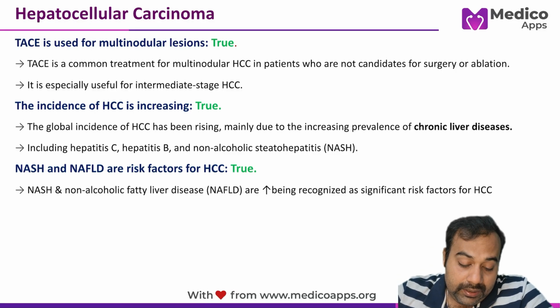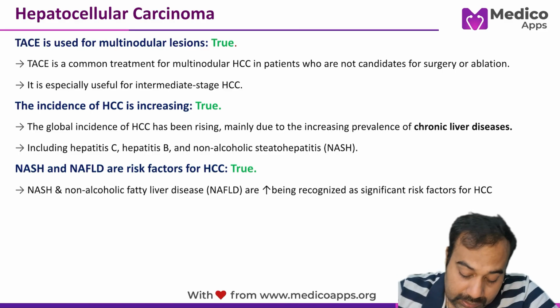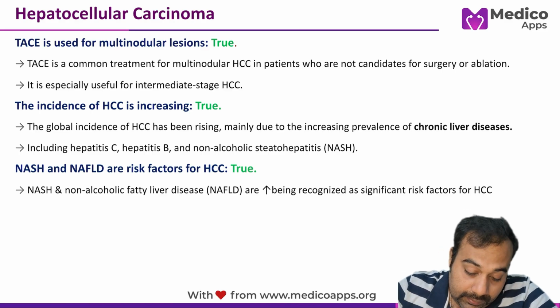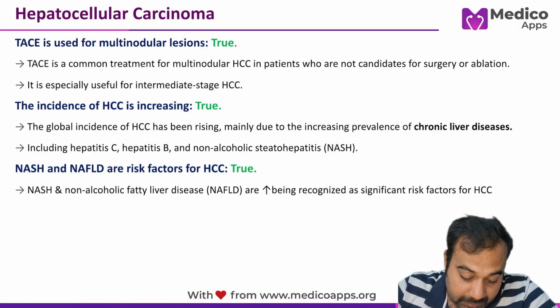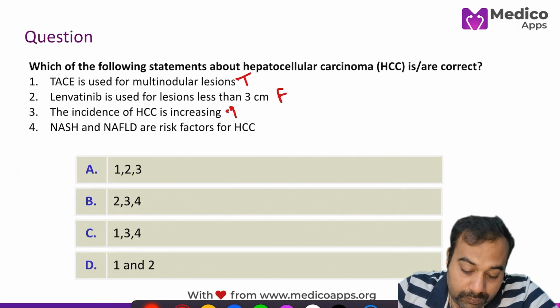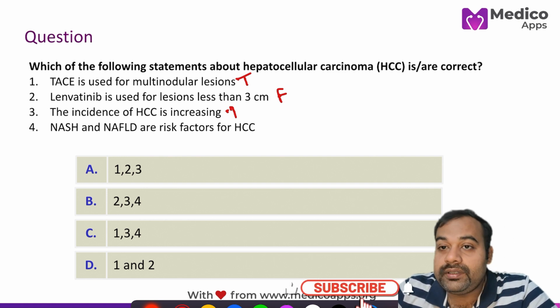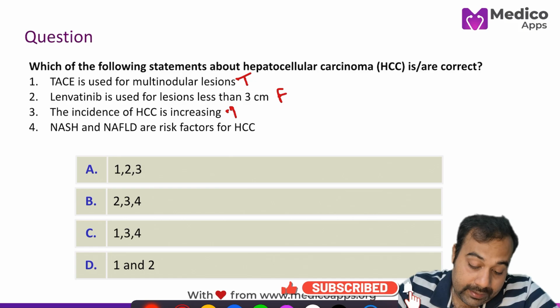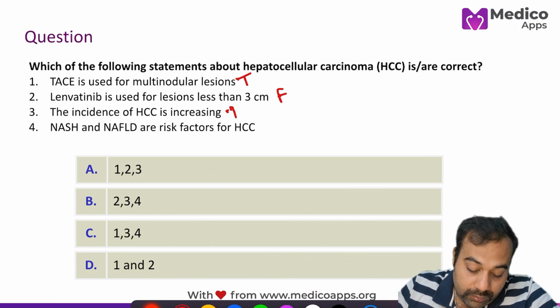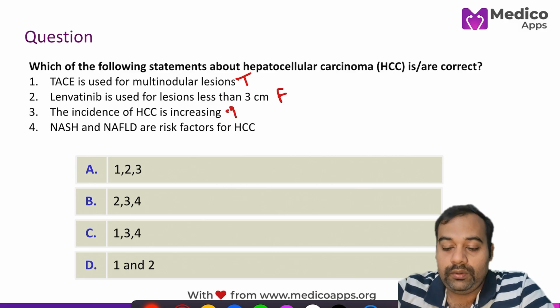Okay, so from here you can easily understand that option A, that is your TACE, is a true statement. Option B is a false statement. Option 3 is again a true statement. Option 4 as well. So they are asking which of the following statements are correct. Yes, your 1, 3 and 4. So this is going to be your answer. Okay, this is going to be your answer here.